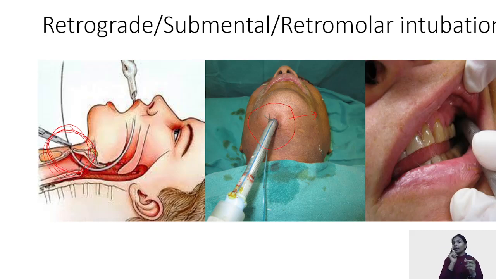Mouth opening has to be adequate for submental intubation, and nasal trauma or some contraindication to nasal intubation is always present. Only then do we prefer submental intubation. Then you have retromolar intubation done with the help of the Bonfils retromolar fiberscope. The question can be of both types.